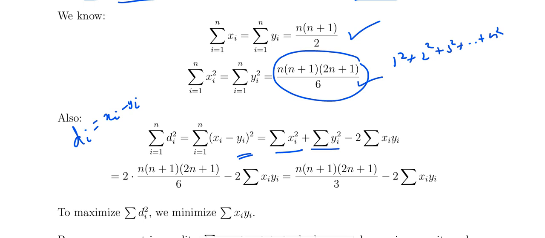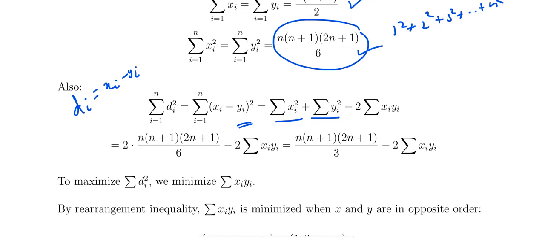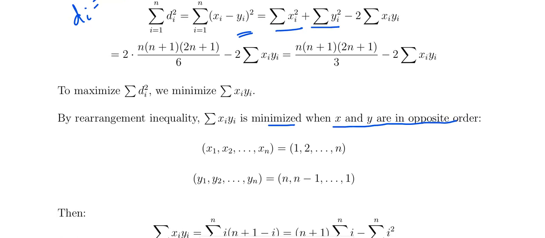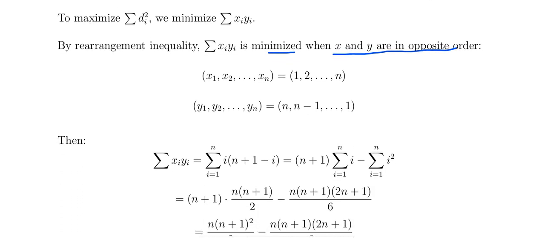பிரச்சனை என்னன்னா to maximize the summation dA square. So summation dA square maximize பண்ணோம், we minimize the summation xi yi. So that is the rearrangement inequality. Summation xi yi is minimized when x and y are opposite order. X and y are in opposite order இருந்ததுன்னா that is called the summation xi yi இன்றது minimize ஆகும்.